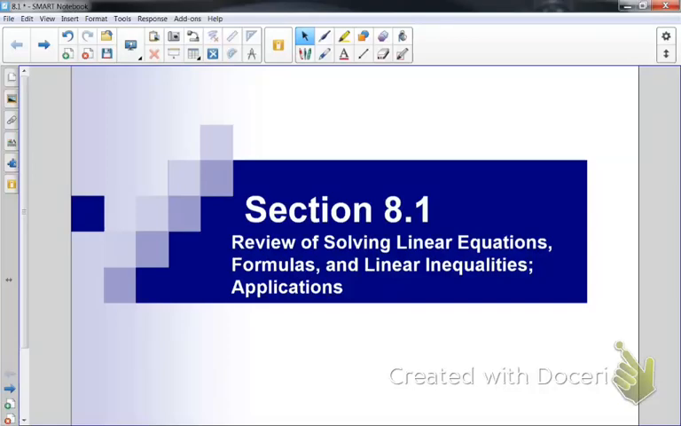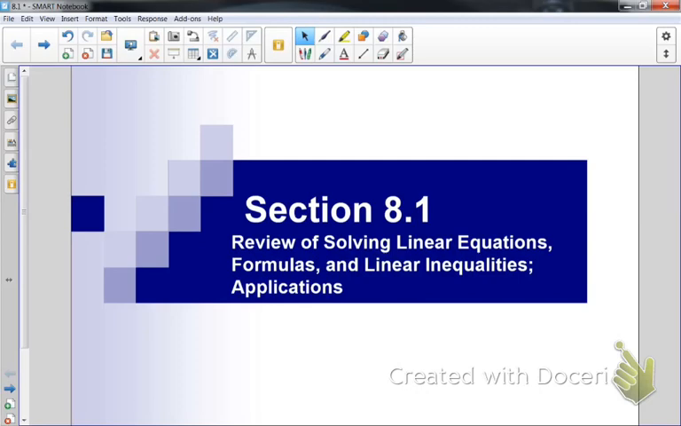Martinez for 425. We're going to be looking at chapter 8.1. I know I didn't review it over class. I felt that it was something that you should know how to do. That's basically the whole section that reviews everything that you've done from chapters 1 through chapter 7. So it's going to be talking about solving linear equations, formulas, and linear inequalities. Still the applications, being able to address all of them.